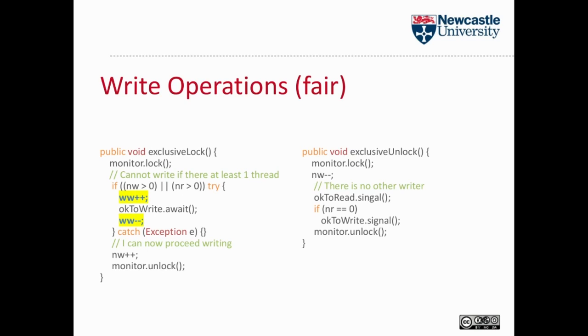So why will this implementation not create starvation for the readers? Because basically you always have an OK to read dot signal invocation at exclusive unlock. So this will be the way to guarantee that the execution doesn't have a starvation for the readers.